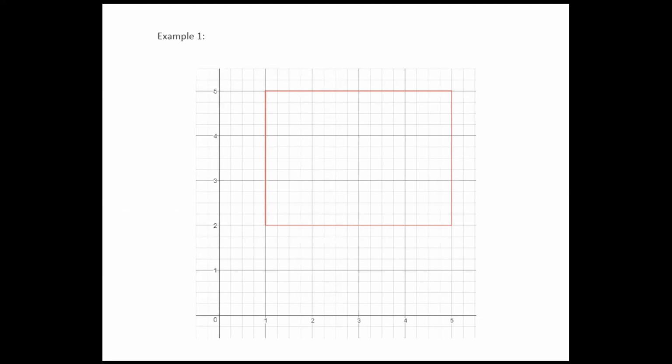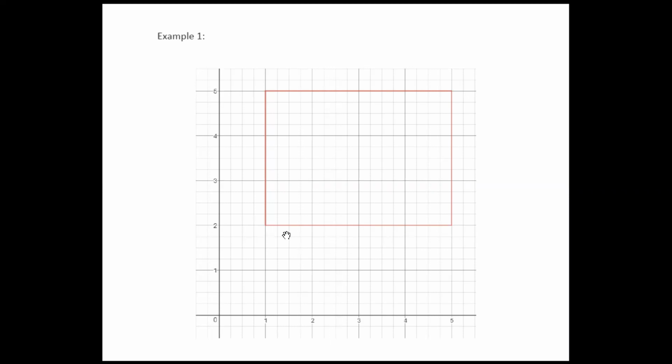Example 1, how would you find the area of this region? This is not a trick question. Yes, this is a rectangle. What's the width of the rectangle? Well, it goes from 1 to 5, so the width is 5 minus 1 or 4. We say it like that rather than count because the subtraction process of finding the width is going to be a part of this lesson.